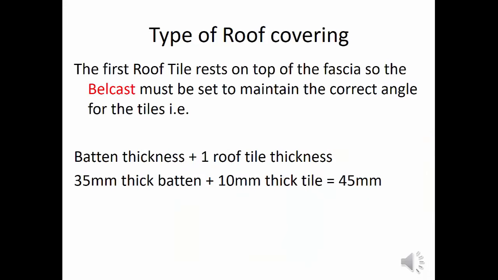Where roof tiles are used, the first roof tile rests on top of the fascia, so the belcast must be set to maintain the correct angle for the tiles. So the height of the belcast must equal the batten thickness plus one roof tile thickness. If the batten thickness is 35 millimeters and the roof tile is 10 millimeters, the belcast must be 45 millimeters.